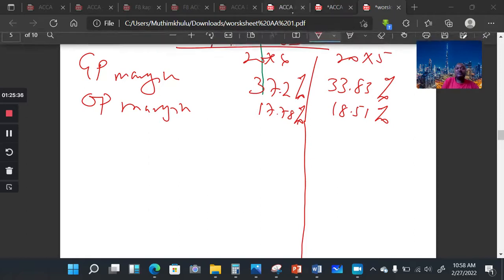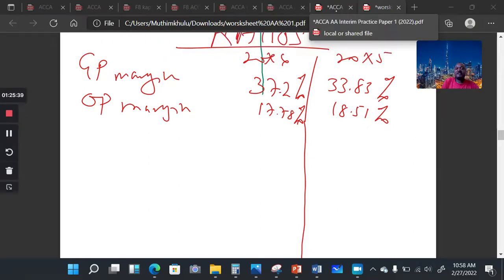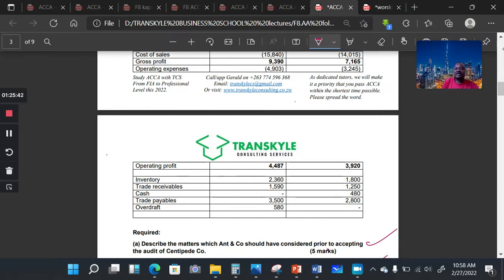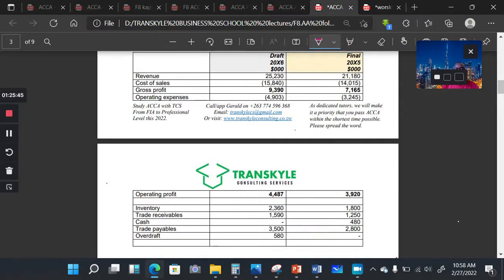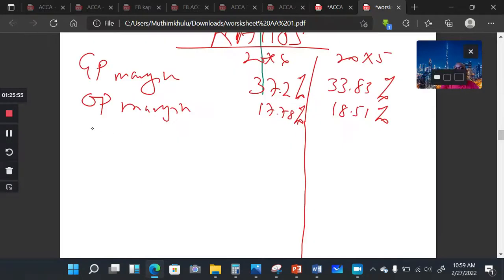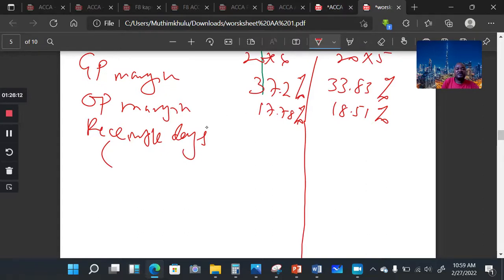Now we've got these ratios. Let's look for the other ones which we can add. We need to calculate the receivable days, the payable days, inventory days, etc. Receivable days: we've got the receivables divided by the sales.